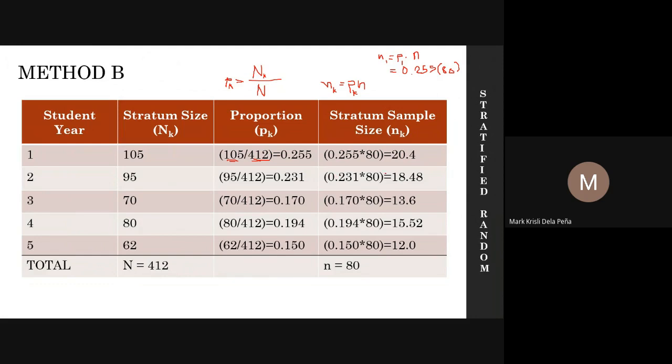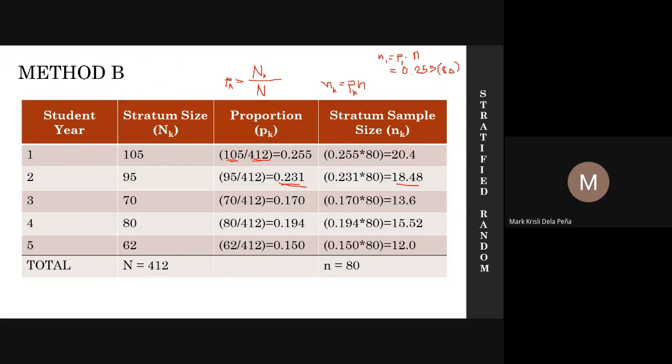Let's do the same process. Multiply p sub 2 by n. So our p sub 2 is 0.231. Multiplied by n, we get 18.48. Perform the same operations for strata 3, 4, and 5. So we get 13.6, 15.52, and 12.0 respectively.